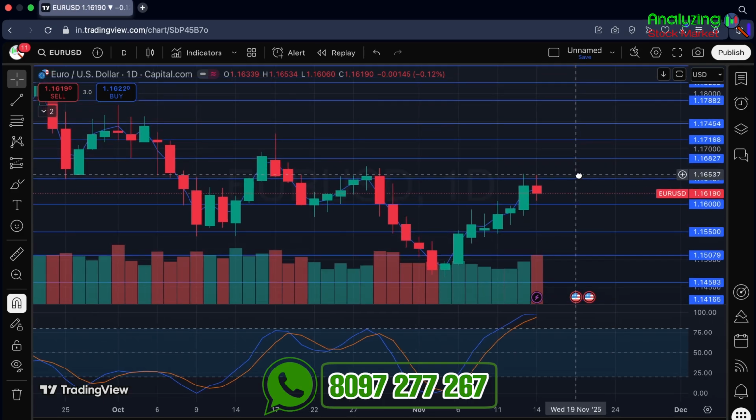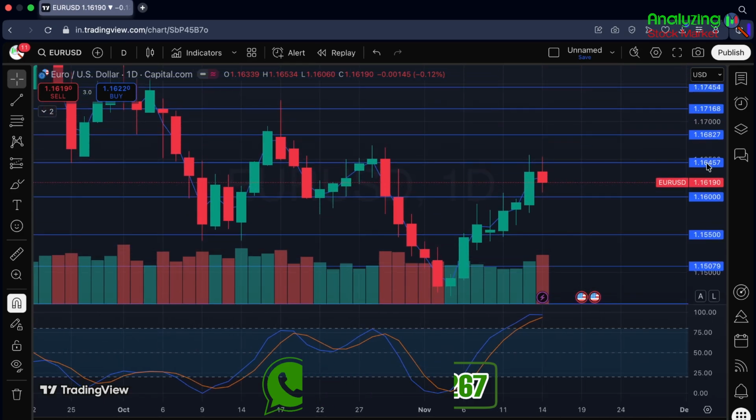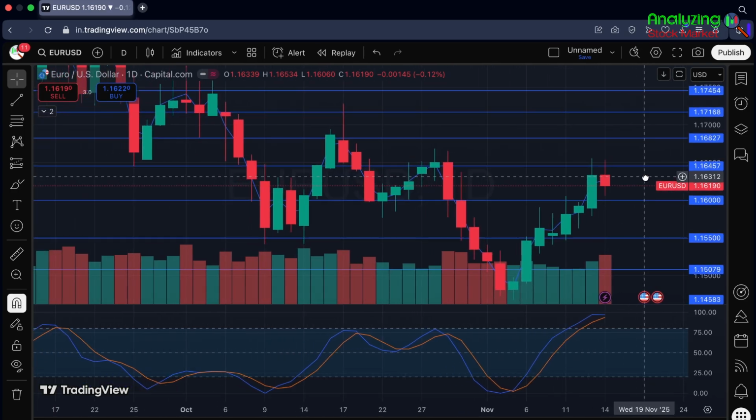Currently here we can see a good amount of important support and resistance zones that we have already marked during the previous week's analysis. So currently we don't need to mark anything. We'll just talk about the closing here. Here 1.16190 was the closing on Friday.